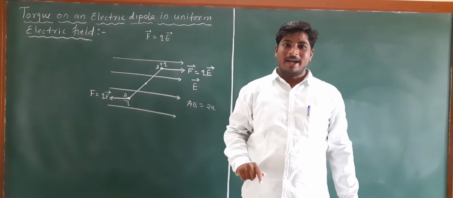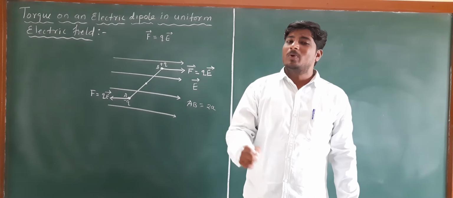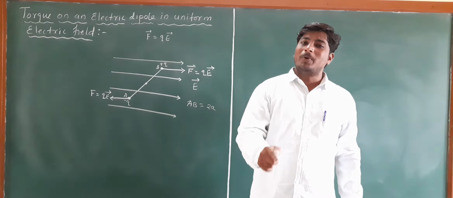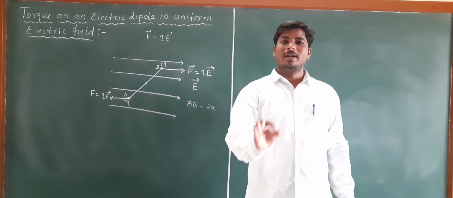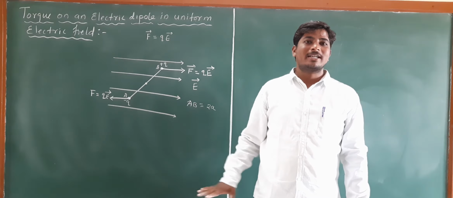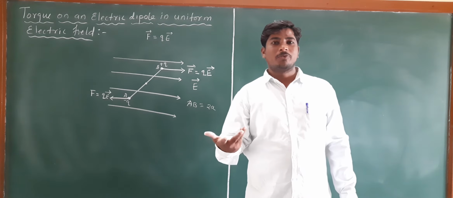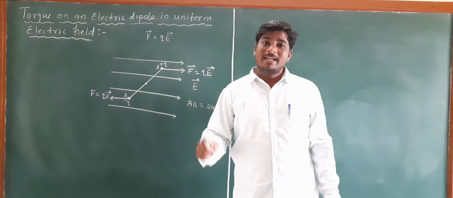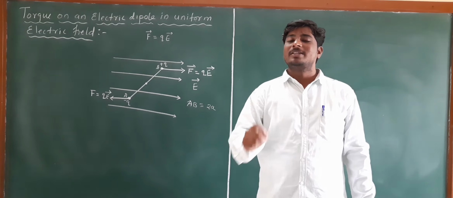And that couple is measured in terms of torque. Hence, remember one thing: when an electric dipole is placed in a uniform electric field, the net force acting on the dipole is zero. It's a very, very important concept. Because there are equal and opposite charges, and equal and opposite charges placed in a uniform electric field experience zero force. There is one positive charge and one negative charge, so the net force acting on the dipole in the uniform electric field is zero.